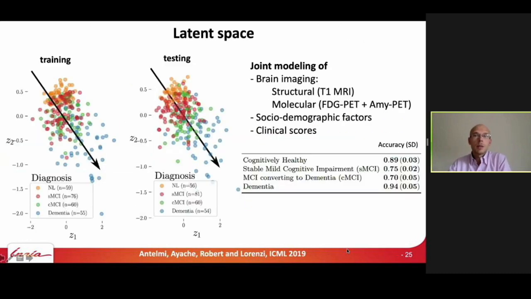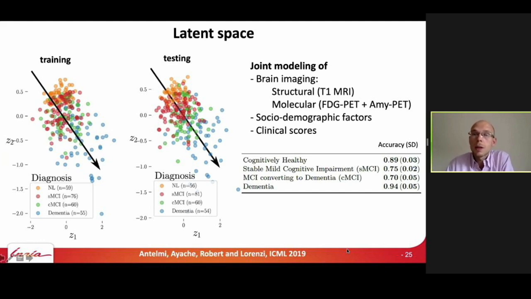And here you can see, for example, an application of this model for the multi-view analysis of multimodal imaging information and socio-demographic factors, clinical scores. And you can see that the model is able to identify a consistent latent representation that is clinically meaningful because it discriminates across different clinical categories.